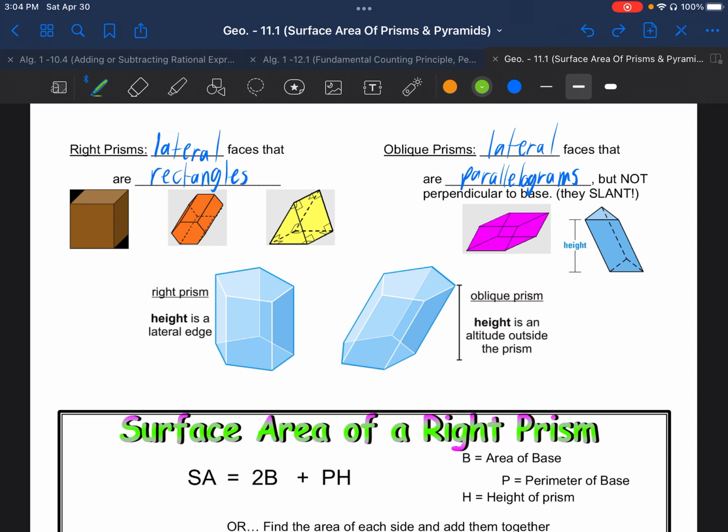For a right prism, the height is pretty simple. It's just the height of a lateral edge. For an oblique prism, it has to be an altitude to the prism. So it has to be perpendicular to the face, going down and perpendicular to the other face as well. Sometimes you might also see it dashed inside like this.